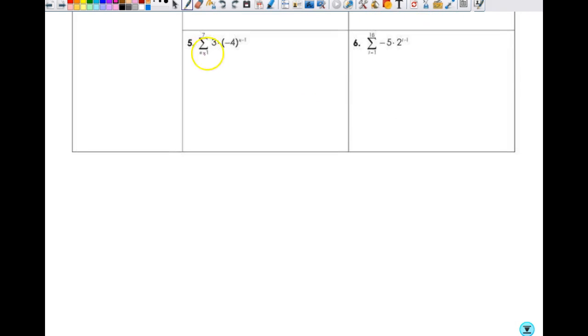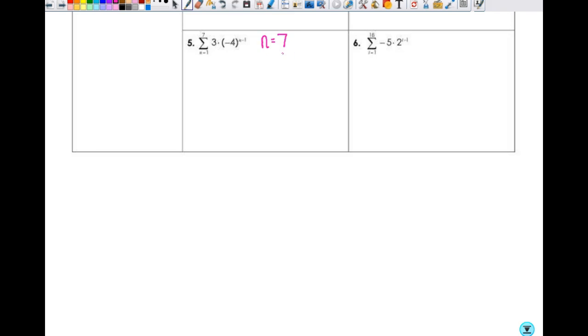What is this Greek letter called? Sigma. Okay, so this is your sigma notation. That means I want the sum of terms 1 through 7, right? So what is n here? 7. Right, it's pretty easy.